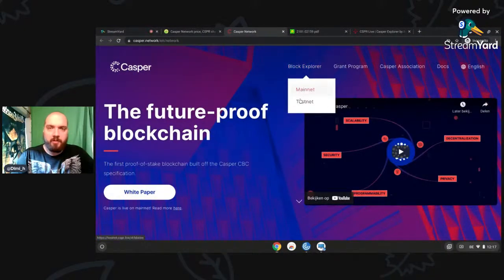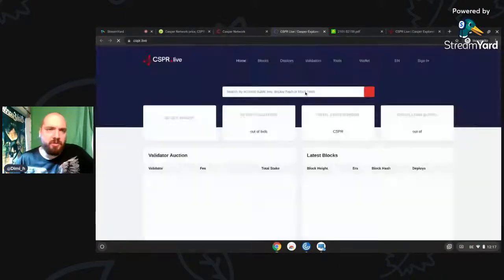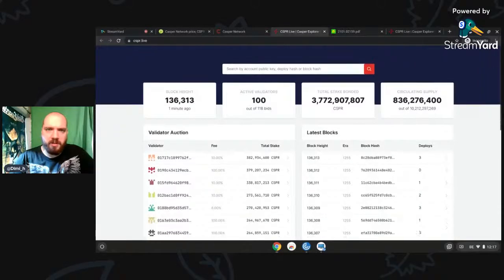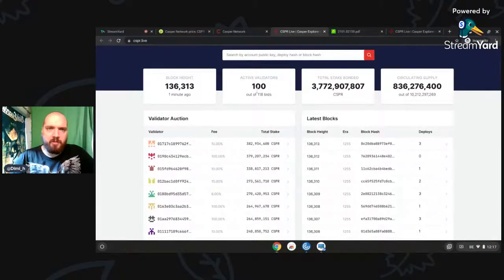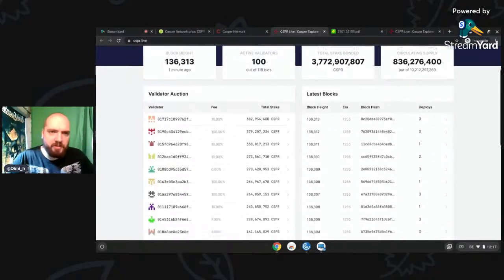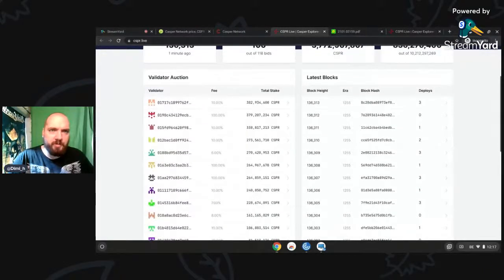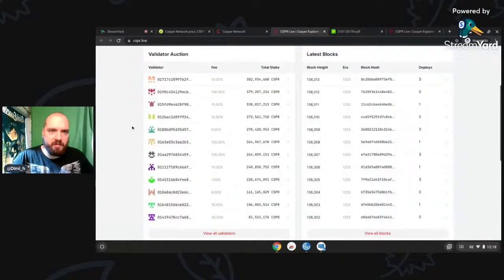You've got a block explorer immediately, so you can verify all transactions being made. Since mainnet has been launched, I'm going to take a little look there. 100 active validators. Total stake bonded at about 3 billion, 3.7 billion, I'm going to say. Circulating supply, 836 million out of the 10 billion available. Those are the validators, 100% fee, 10% fee.